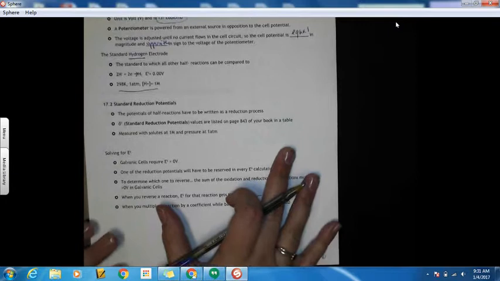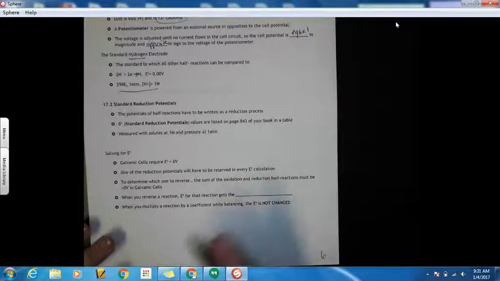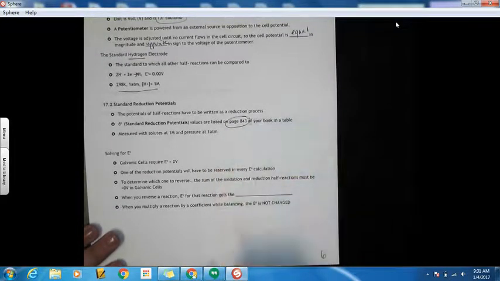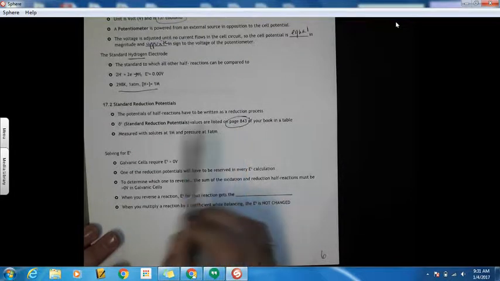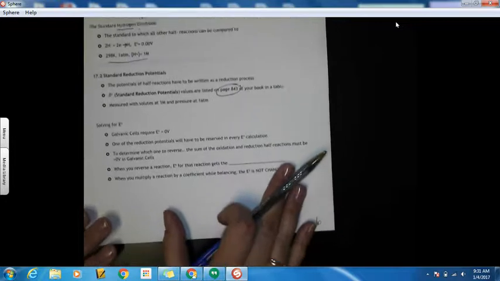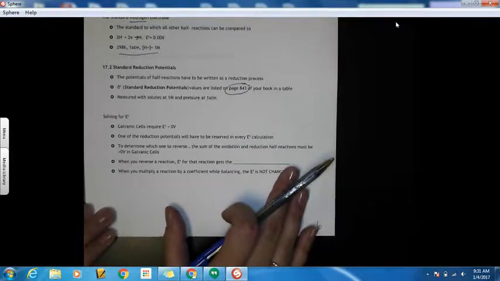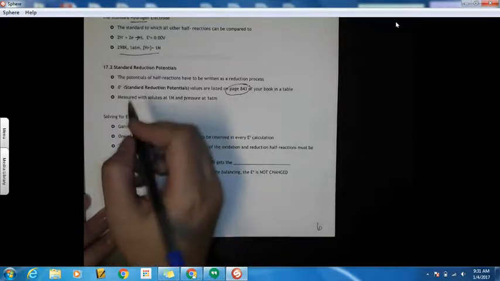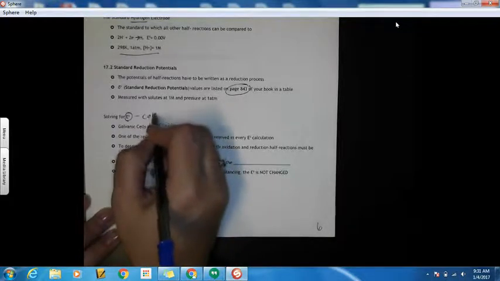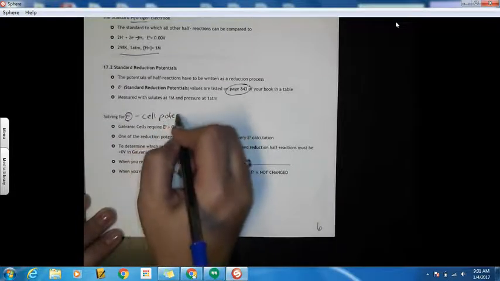So when they did this, they created a list of potentials. And this list is found in your textbook on page 843. You do not have to memorize this list. You will always be given the information that you need to make these calculations we're going to discuss. Okay, but that's how they were determined, all experimentally and all based on hydrogen. So, in order to solve for E, or the cell potential, E is called the cell potential.